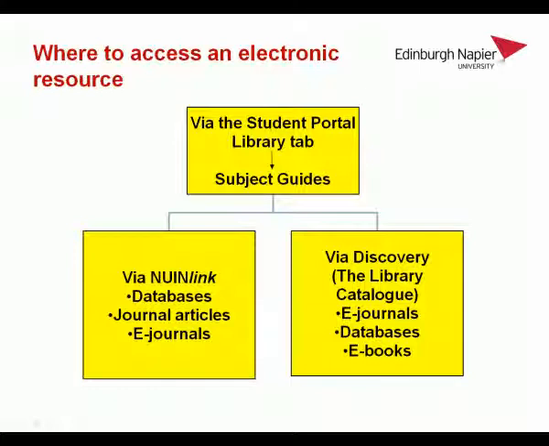One is called NewNlink, and you can access every database the university subscribes to. You can use it to search for journal articles, or you can simply find an electronic version of a journal by the name of the journal itself. The other system we have is the library catalogue, and from here you can link to electronic journals, individual databases, and of course e-books.